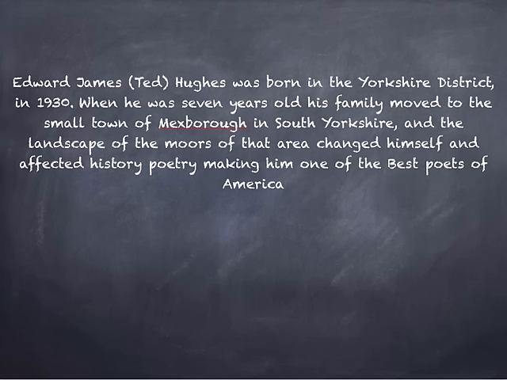Pike was written by Ted Hughes, who was also called Edward James, and he was born in the Yorkshire district. When he was young, he moved to the south of Yorkshire, and the landscape of the area changed his view and perspective of literature. When he was young, his dad used to bring him fishing in a lake nearby. As a child, he was always scared of the pike, the fish, and this is what made him write the poem.